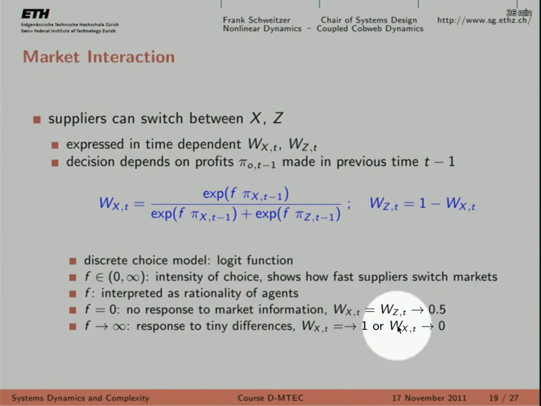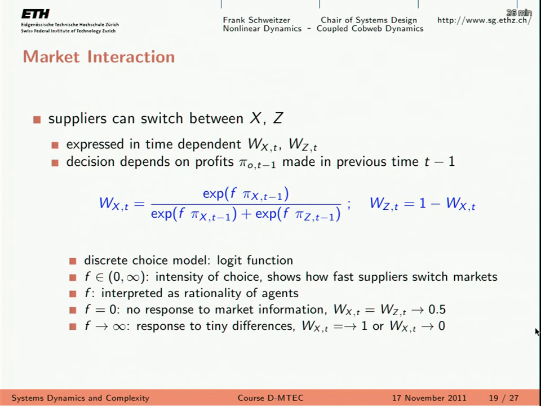Oh yes. So it depends on the profits. If the profits in market X become slightly bigger, then WX would be 1. If the profits in market Z become slightly bigger, then WX would be 0. But this is the idea behind this function, and it's used a lot. When F is infinite, you have this myopic best response. When F is not infinite, it's possible to have suboptimal decisions. Suboptimal meaning you don't go to the market with higher profits. In the extreme, when F is 0, you make wrong choices half of the time, because the probability is 1/2.